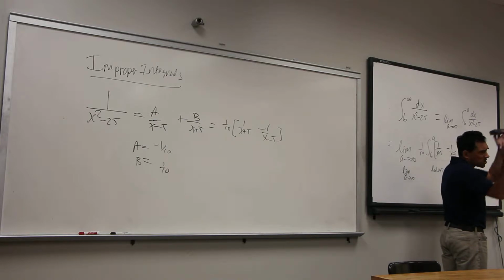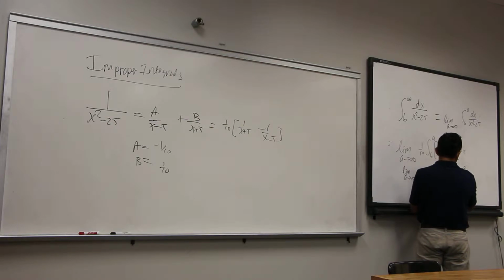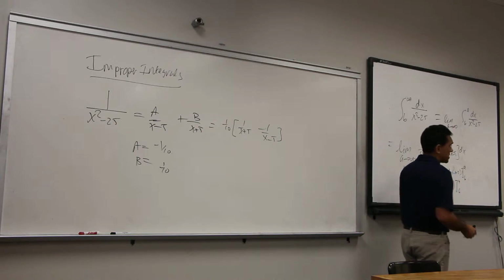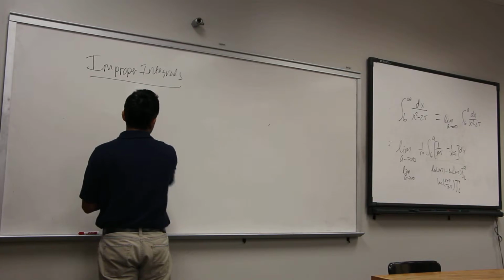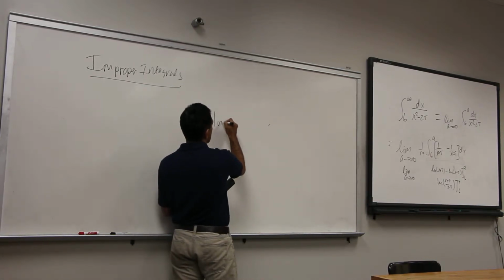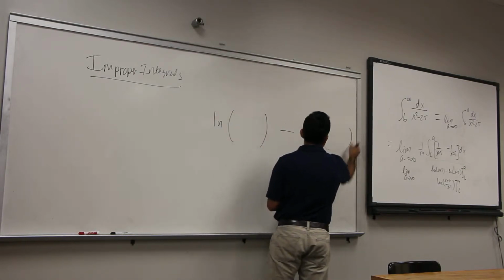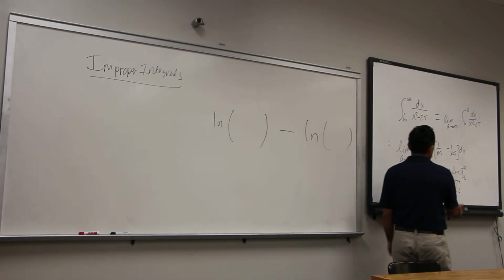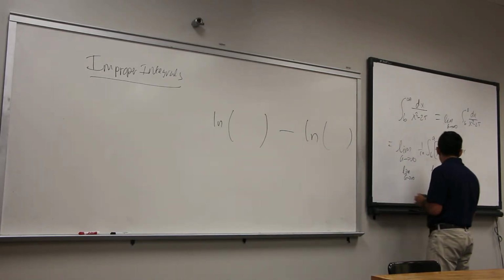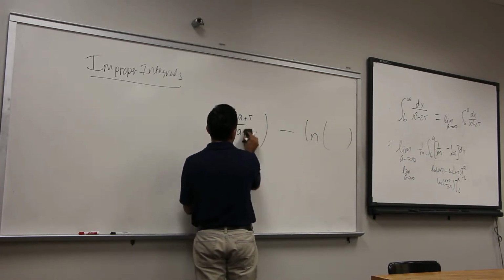ln of what? x plus 5 over x minus 5. Evaluate that at a, evaluate it at 6, and subtract, and then let a go to infinity. So I will evaluate it at a, what do I get? ln of a plus 5 over a minus 5. Okay, ln of a plus 5, ln of a minus 5.